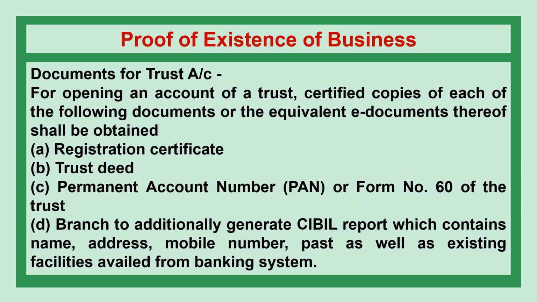Documents for trust accounts. For opening an account of a trust, certified copies of each of the following documents or the equivalent e-documents thereof shall be obtained. Registration certificate, trust deed, permanent account number, PAN, or Form number 60 of the trust. Branch to additionally generate a CIBIL report which contains name, address, mobile number, past as well as existing facilities available from the banking system.